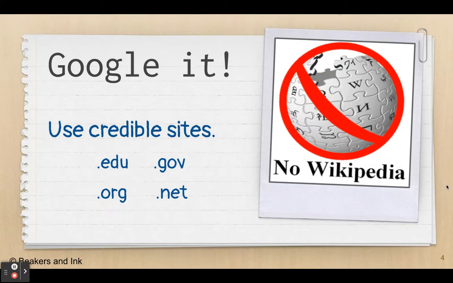So, when you are doing research, you need to make sure that you are using credible sites. Do not use Wikipedia. I know I've gone into why I don't like Wikipedia, but Wikipedia is a site that anyone is able to edit, whether you are an expert on that topic or not. So, credible sites usually end in .edu, .gov, .org, or .net. So when you're doing your research, you should look out for these specific types of sites.